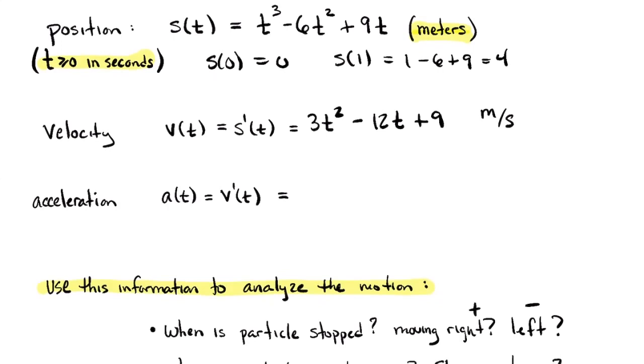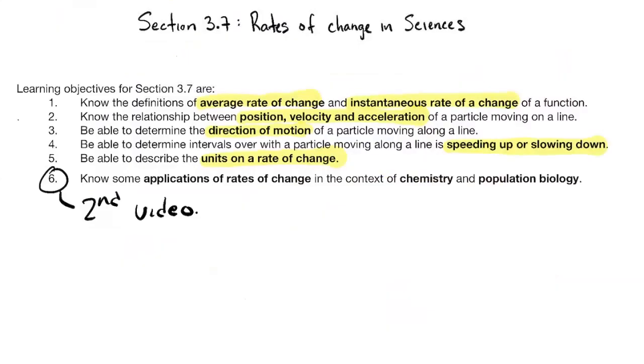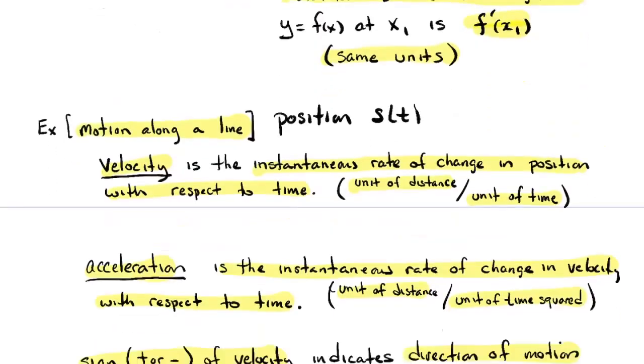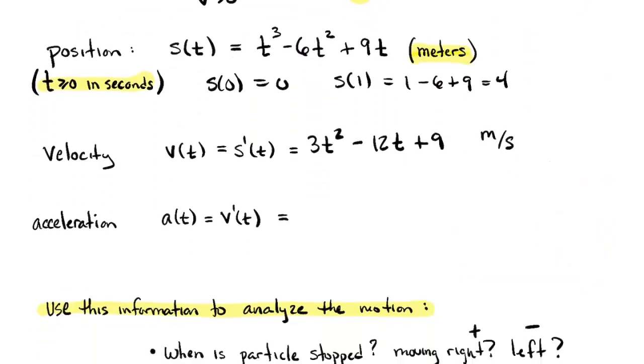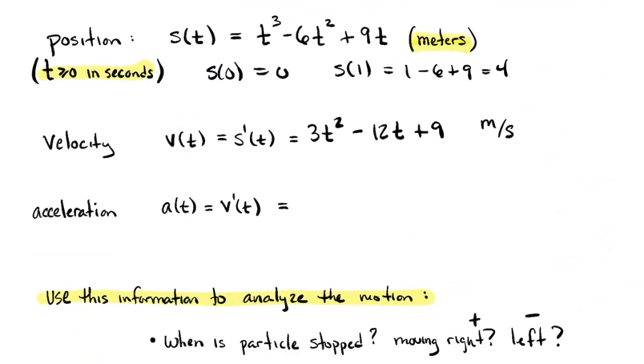All right. The acceleration is the derivative of velocity. So, oops, pardon me about that. Sorry about that. I'm looking at the velocity function, and I'm going to take its derivative. So I'm going to differentiate 3t squared and get 6t. Differentiate 12t and get 12. Derivative of 9 is 0. And the units on that would be meters per second squared. All right, so there's our velocity and acceleration for this particle.